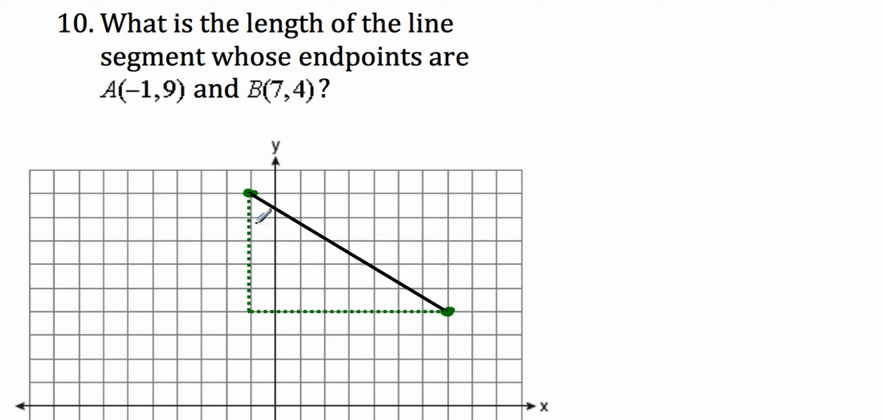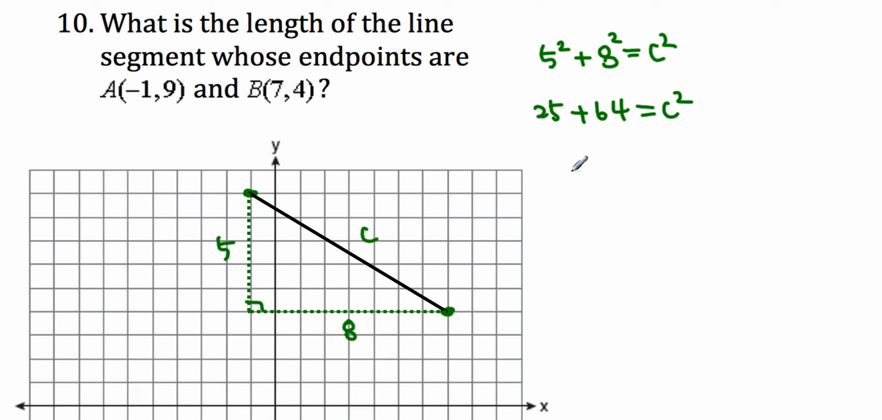Then what is the vertical difference? It would be 5 units in this way, and then 2, 4, 6, 8. 8 units horizontally. So then this is equal to C. Then we can write it as 5 squared plus 8 squared must be equal to C squared. Then here we can get 25 plus 64 must be equal to C squared. When you add them up, we get 89 is equal to C squared.